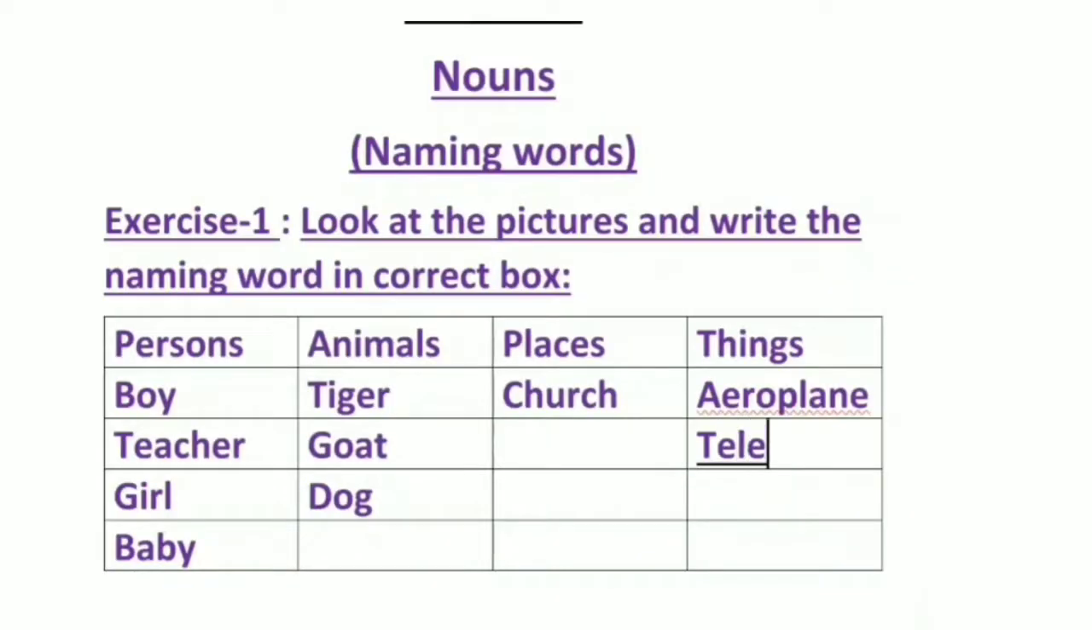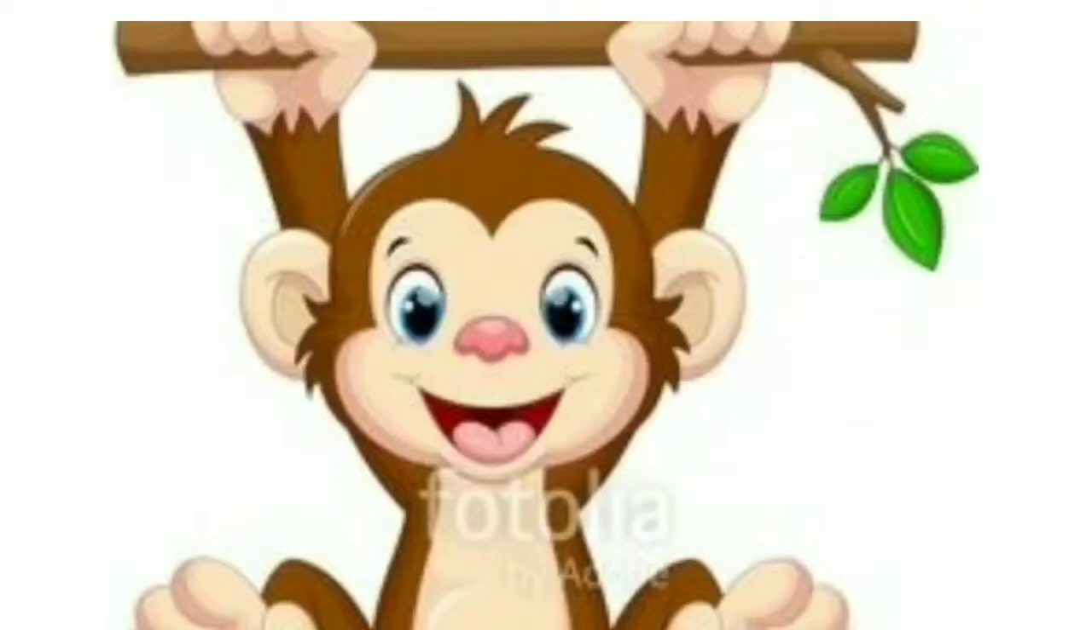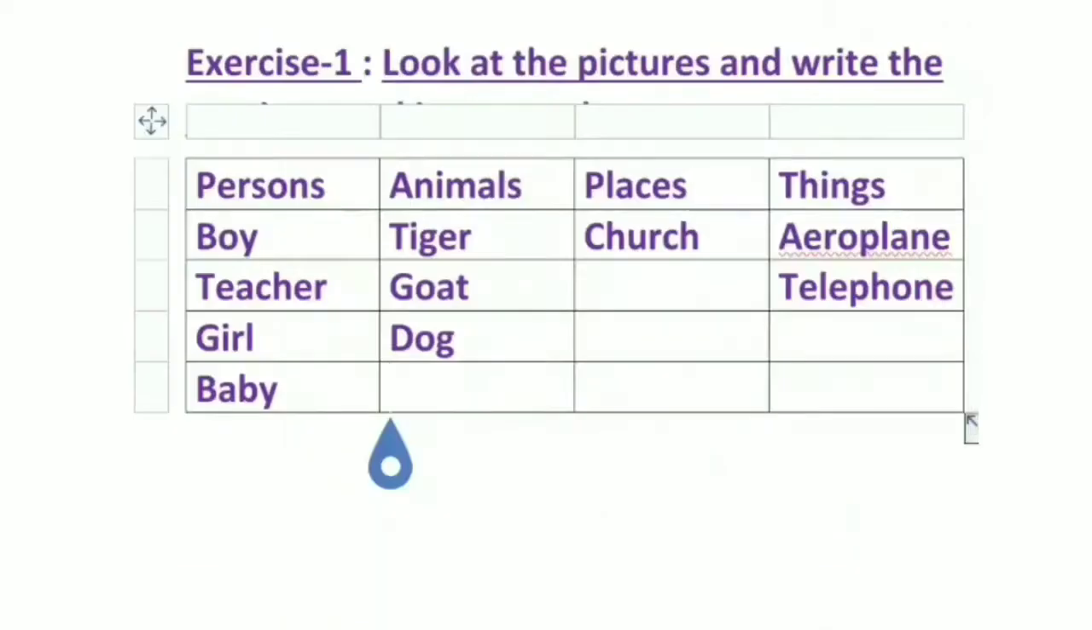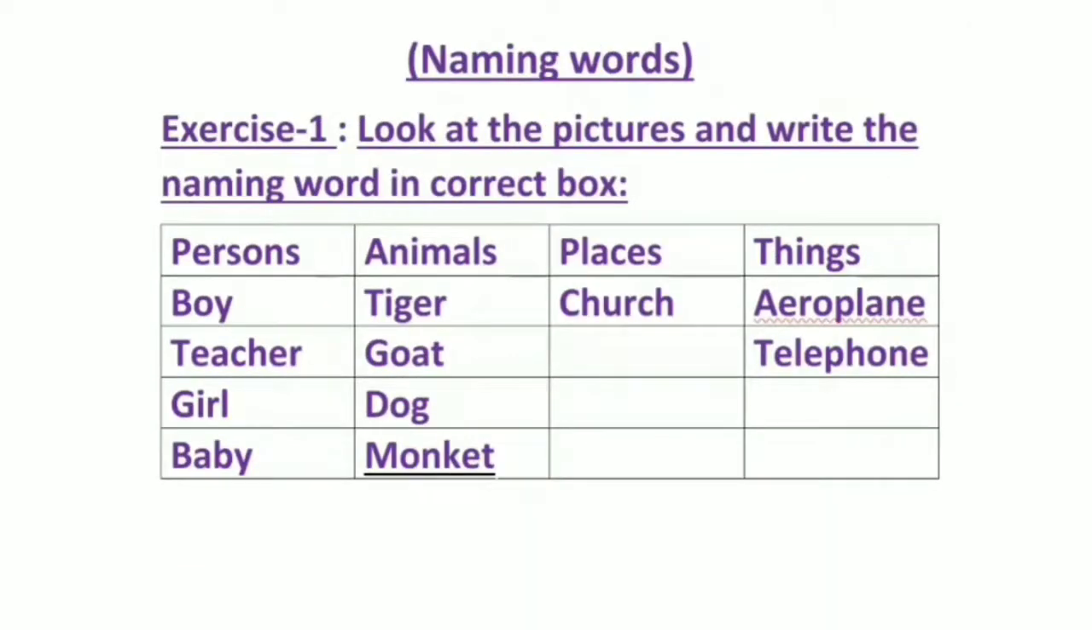What is this, children? This is a telephone. Correct. So let's write down this in things. T-E-L-E-P-H-O-N-E. Telephone. Now we'll move to the next picture. So children, as you can see, this is the picture of a monkey. Now let's write down this word in the column. This will be in animal section. Monkey. Now we move to the next picture.